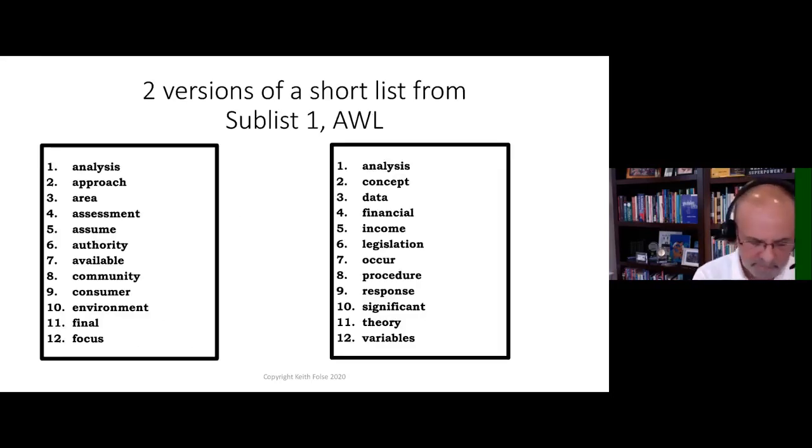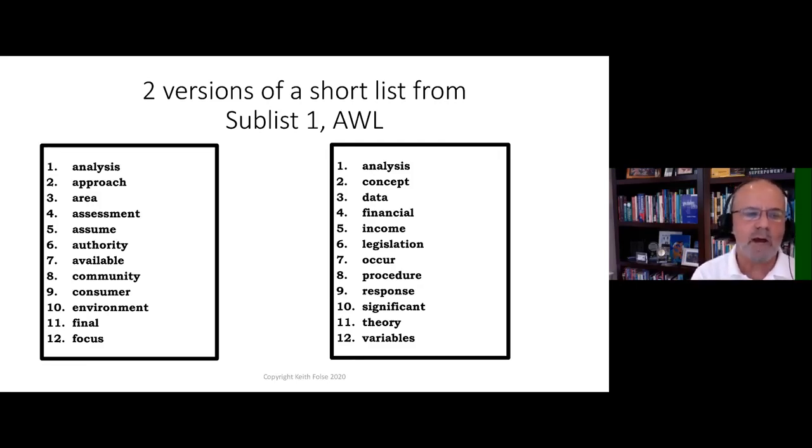Make a smaller list. Let me show you how this might work, everybody. So 2 versions. On the left-hand side, we have analysis, approach, area, assessment. I'll let you read that list. Those are just grabbing 12 words from the list. Now, that's an alphabetical order, but I took out some words. So I didn't just grab the first 12 words of a list. I actually pulled some out and created this list here.